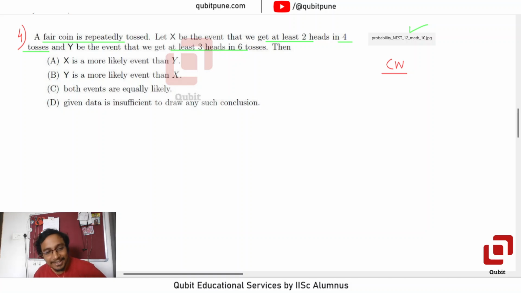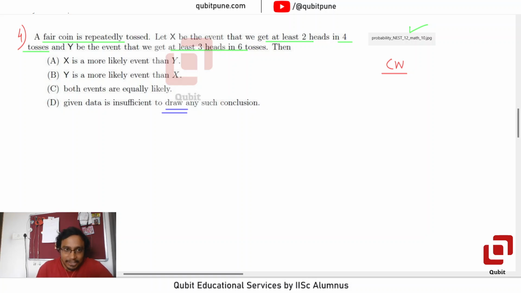How can you say directly without computing? Given data is insufficient. Yes, both events are equally likely because we are choosing a fair point. We can't say that if we get heads after 2 tosses, it is definite that in another toss we'll get heads. No, at least I don't. I'm not convinced with the argument.